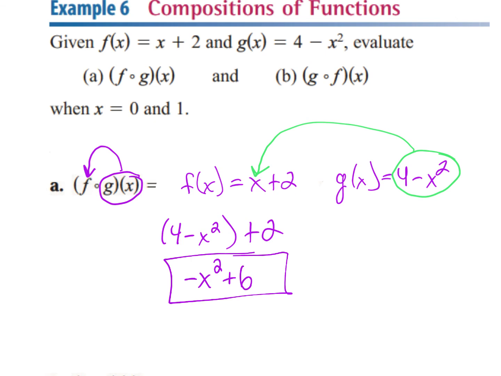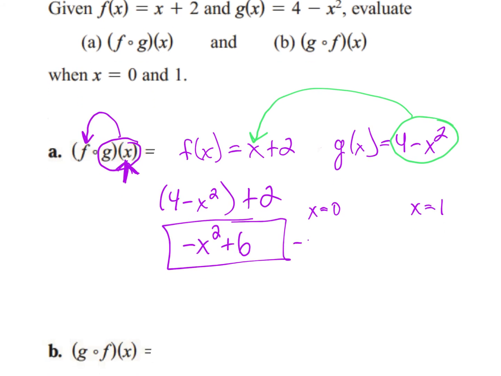That's all you have to do. You take one function and plug it into the other one. Notice how this is in terms of what? X. That means I should have what in my answer? X. Now, if I told you, okay, evaluate this composition of functions when x is 0 and when x is 1. Okay, so fine. Negative 0 squared plus 6. What's negative 0 squared? 0. So my answer would be 6.